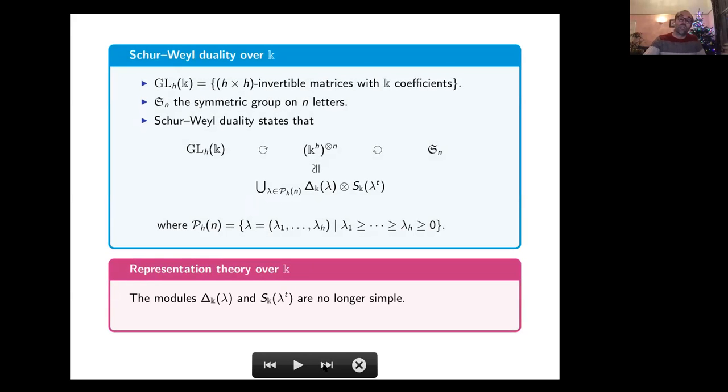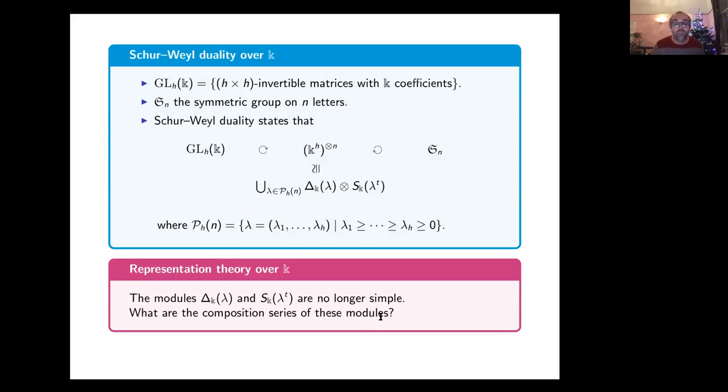The important thing is that these modules are no longer simple. And so the big representation theory question for this picture is, if they're not simple, what do they look like? If you're not a fan of anything on this slide, all you need to know is that I did this whole thing so that I could excuse restricting to partitions of n into at most h non-zero parts, and that this is a natural thing to do because of the way the symmetric group and general linear group interact.